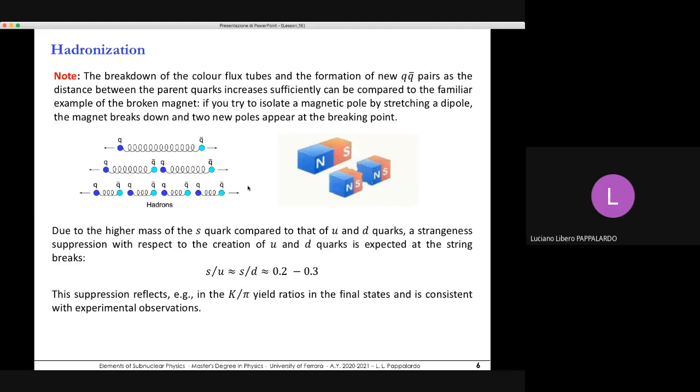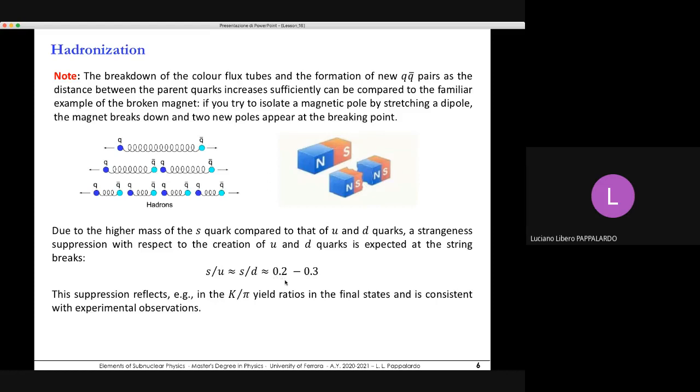Now, of course, the probability to create quark flavors is not the same because, of course, the up and down quarks are much lighter than the others. In particular, we observe a suppression in the formation of s s-bar pairs as the string breaks. So essentially, due to the larger mass of the strange quark, only 20 or 30% of the cases you get an s s-bar pair from the vacuum. Okay. And one can also observe this suppression by looking in the final state at the ratio between, for instance, kaons and pions. Okay, the kaons contain a strange quark, the pion does not.